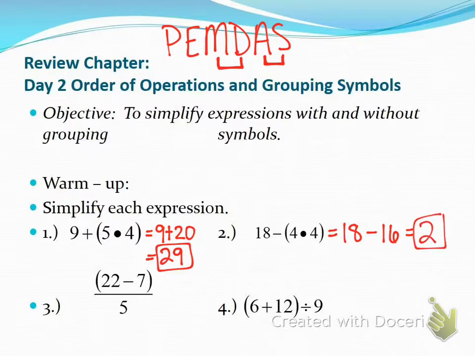All right, on number 3, the first thing we need to do. 22 minus 7. Good. What's in parentheses? 22 minus 7 is? 15. When we see a fraction bar like this, what operation does that tell us to do? Division. 15 divided by 5 is? 3.